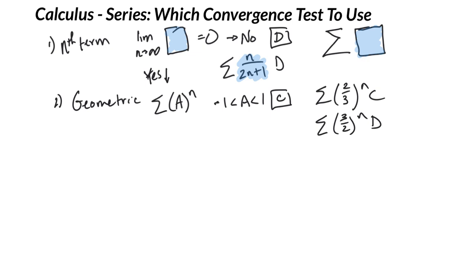Now, if it isn't in that form, we go to our next test. Our next test is what's called a p-series test, and it's in this form. It's some number on top. I wrote 1, but it doesn't have to be 1. It could be any constant. And it's got n to a power. So some number over n to a power, and it converges as long as that power is greater than 1.